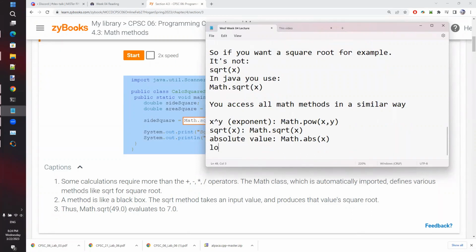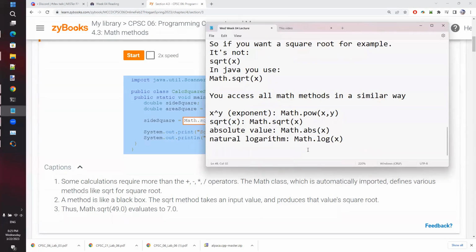How do you do a logarithm? You do Math dot log x. Now that would be the natural logarithm actually, Math.log x. Not ln, by the way. You probably use ln for natural logarithm in your math classes, but not in programming. In programming, the natural logarithm is almost always just log.